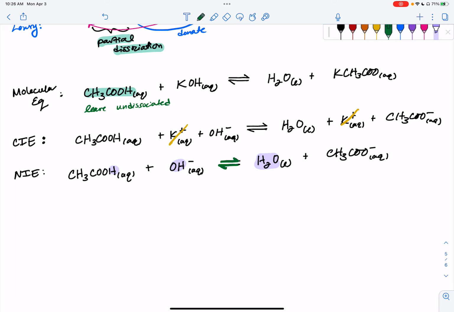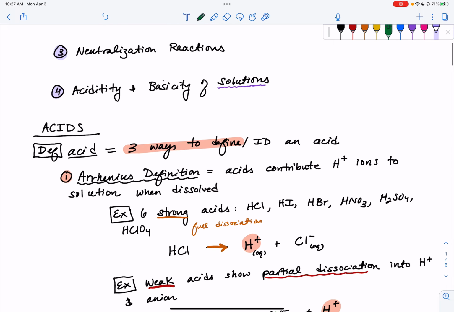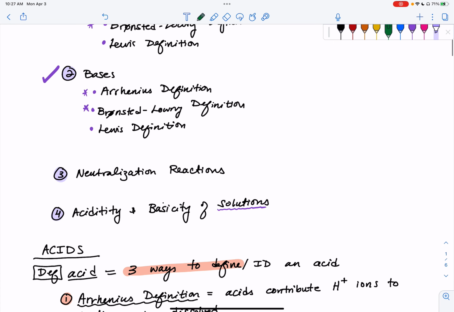So we'll probably see some examples of weakly dissociating bases on Wednesday. We'll start with a warm-up there. And that is neutralization reactions. Acid plus base yields salt and water.